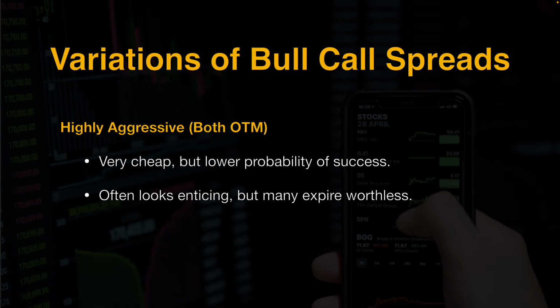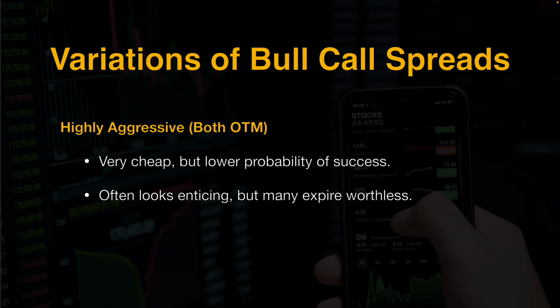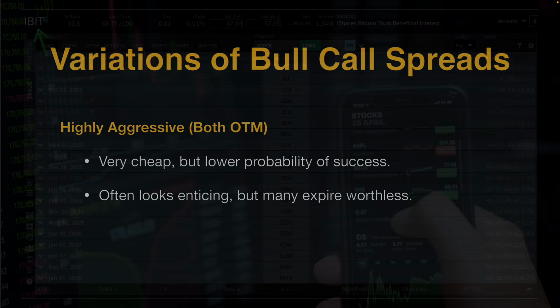So there are different variations of bull call spreads determined by which strikes the trader decides to use. A highly aggressive form of the bull call spread is where both options are out of the money. This can be a very cheap spread to enter, but has lower probability of success. It often looks enticing, but may expire worthless.